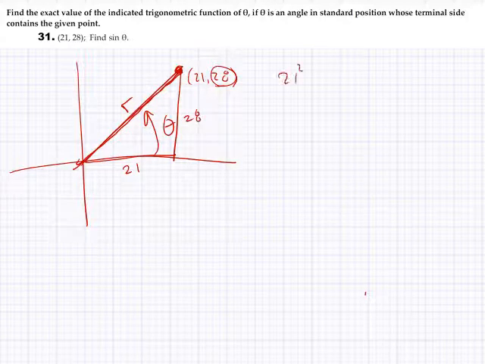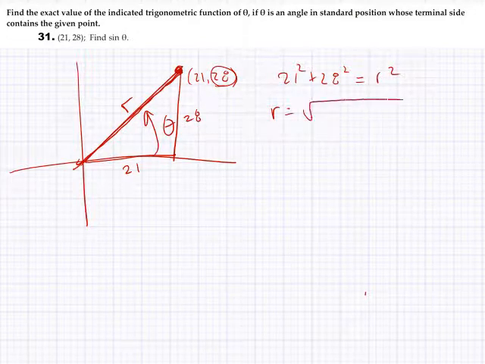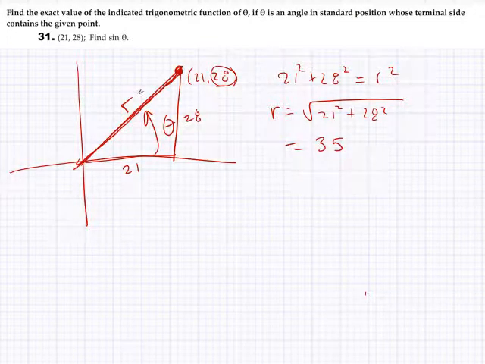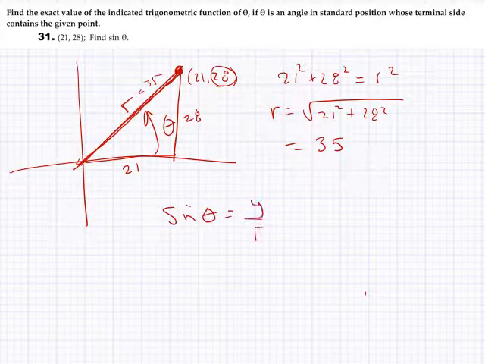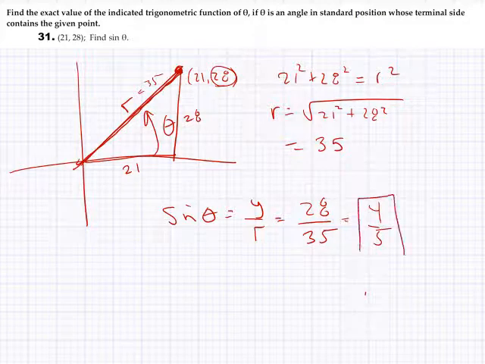So we could say 21 squared plus 28 squared equals r squared, or r equals the square root of 21 squared plus 28 squared, which would then give us 35. So now knowing that r is 35, we can find the sine of theta by doing y over r. So we get 28 over 35. Clearly that's able to be simplified. 7 can go into both of those, so we get 4/5.